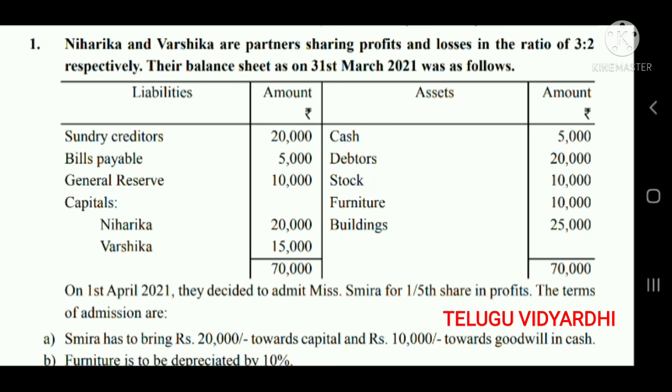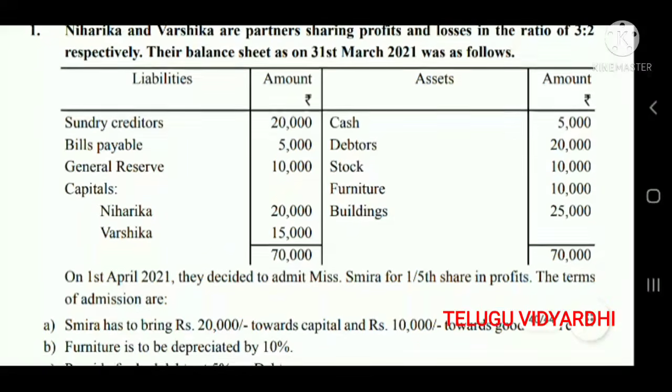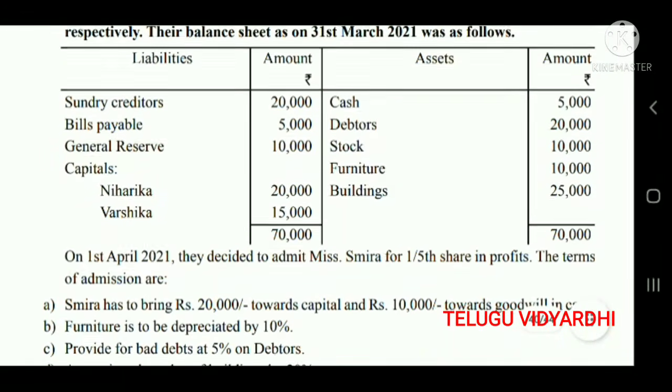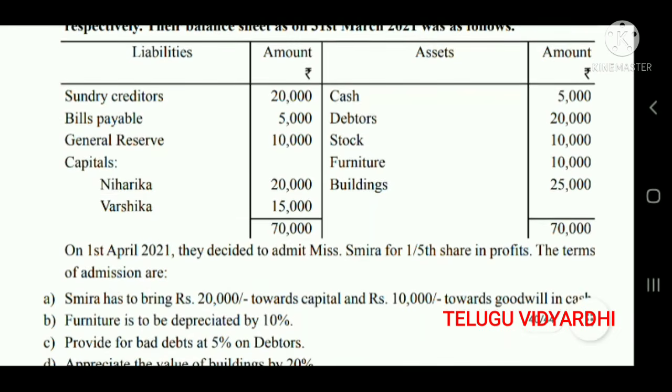Liabilities, assets. On the liability side: sundry creditors, bills payable, general reserve, capitals of Niharika and Varshika. And on the asset side: cash, debtors, stock, furniture, buildings. So, on 1st April 2021, they decided to admit Miss Simra for 1/5th share in profits.